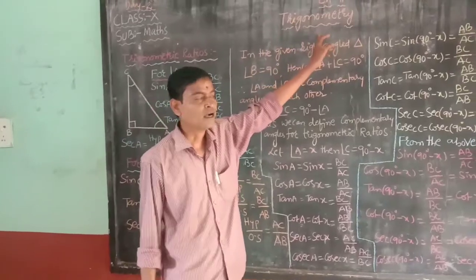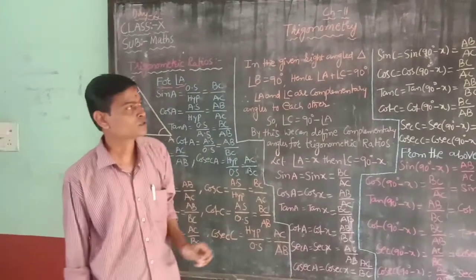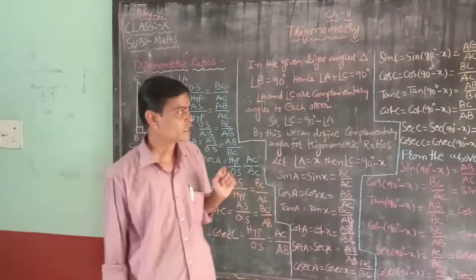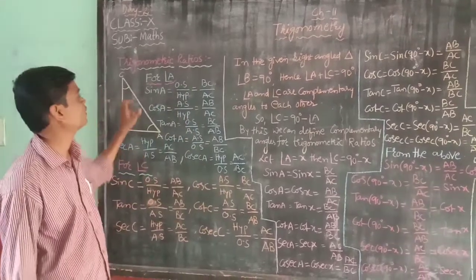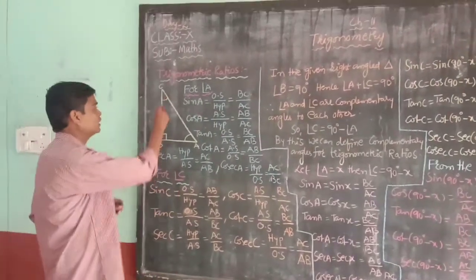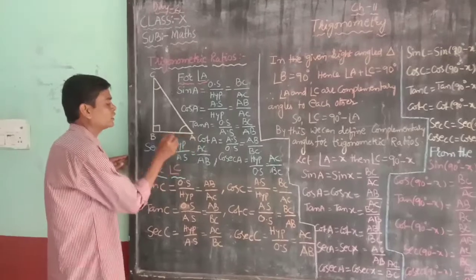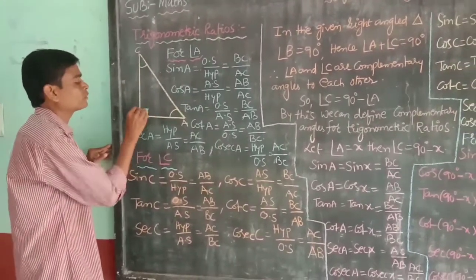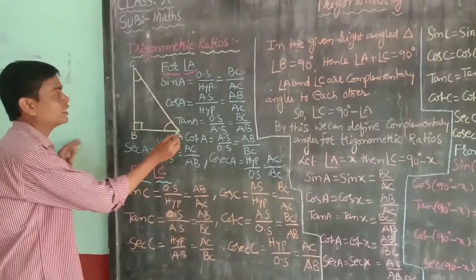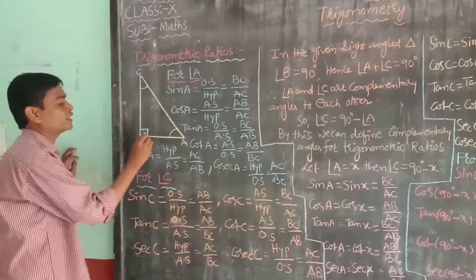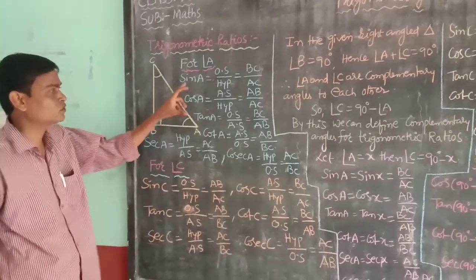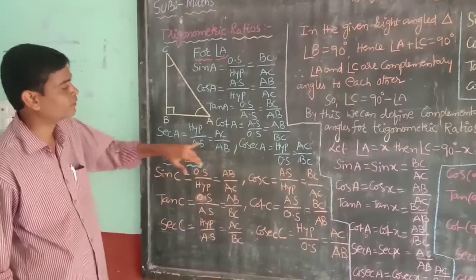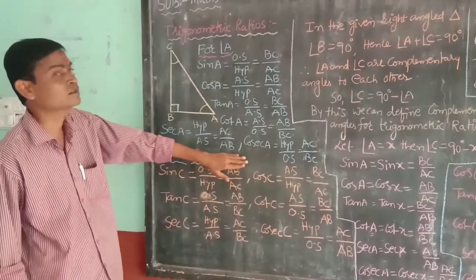Trigonometric basics and how to define the six trigonometric ratios we have discussed. And once again, let us define the six trigonometric ratios for angle A. Here I am considering a right angle triangle ABC which is right angled at B. So this also we have discussed in the earlier class. Once again I am revising this.